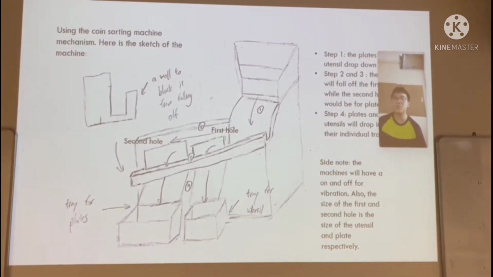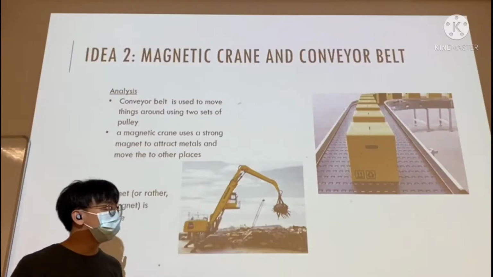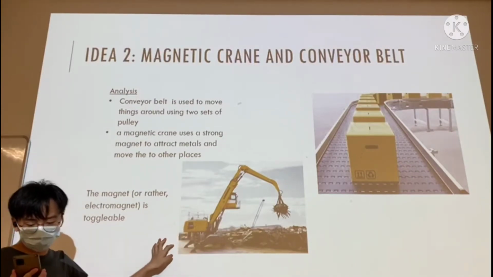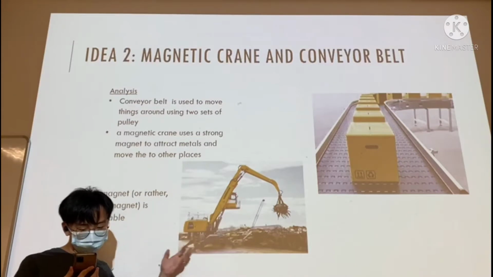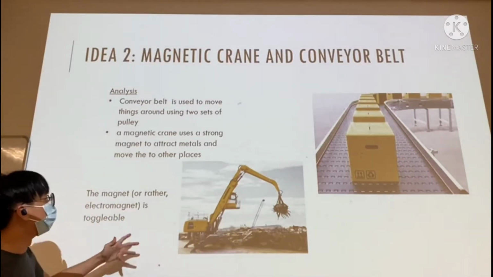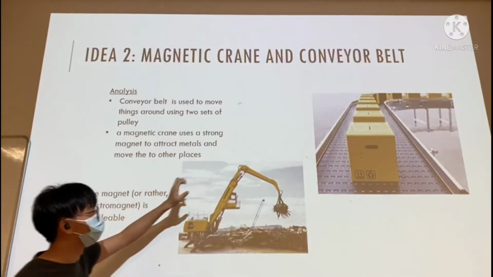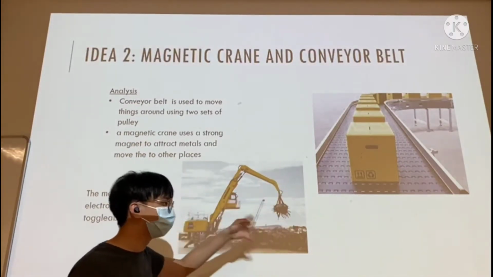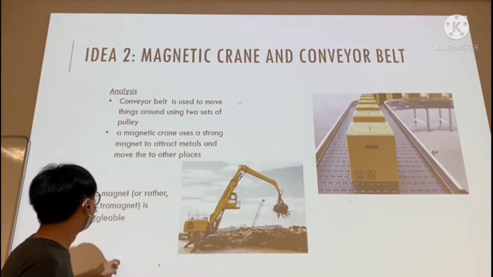So now, Wen Xuan will be appearing to my left side right about now, to explain idea 2, which is magnetic crane and conveyor belt. A conveyor belt is an object that is used to move things around using two sets of pulleys, which you can see. It can go up or down, doesn't matter regarding the direction.